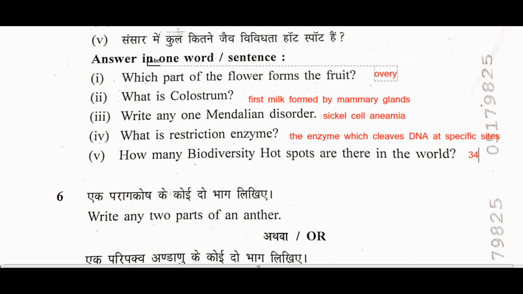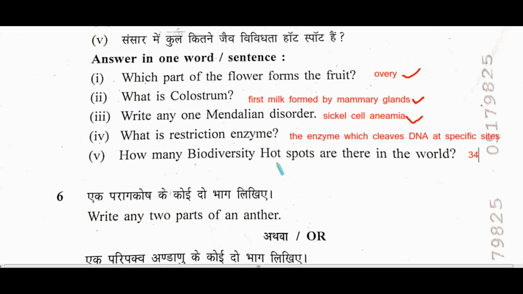The next question is answer in one word or one sentence. Which part of the flower forms the fruit? That is the ovary. What is colostrum? The first milk formed by mammary glands. Write any one Mendelian disorder. Sickle cell anemia. What is a restriction enzyme? The enzyme which cleaves DNA at specific sites.